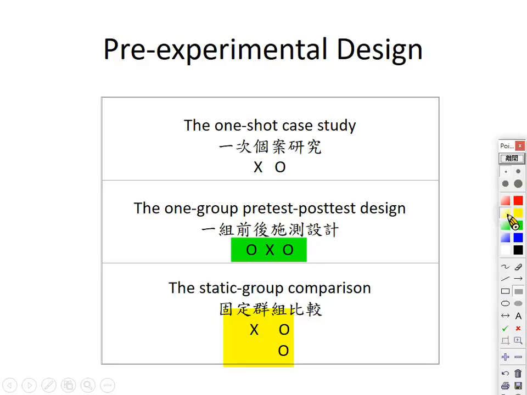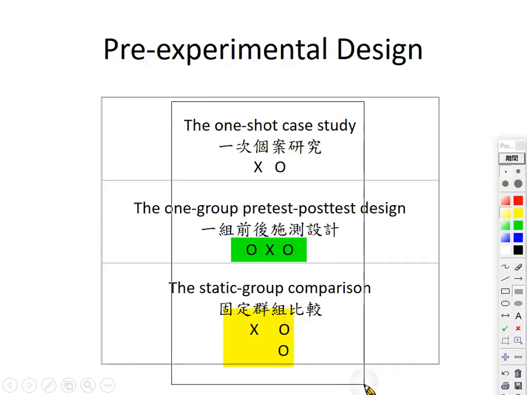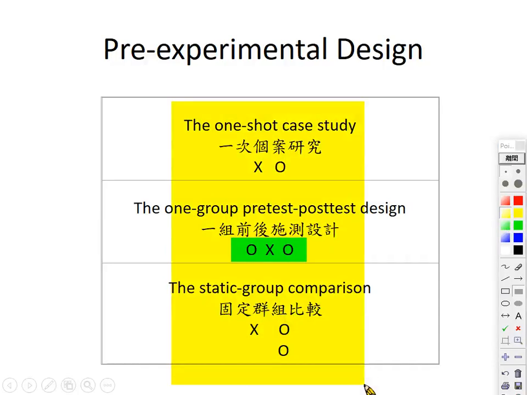So remember, this can be used to answer what? First, one-shot case study: what it is. One group pretest post-test design: what is the change? And the last part, the static group comparison, is to identify what is the difference.